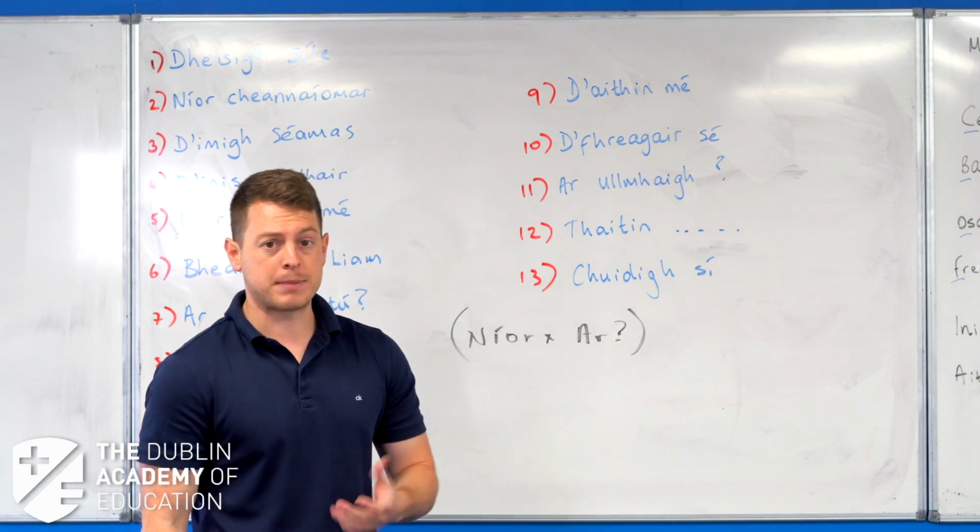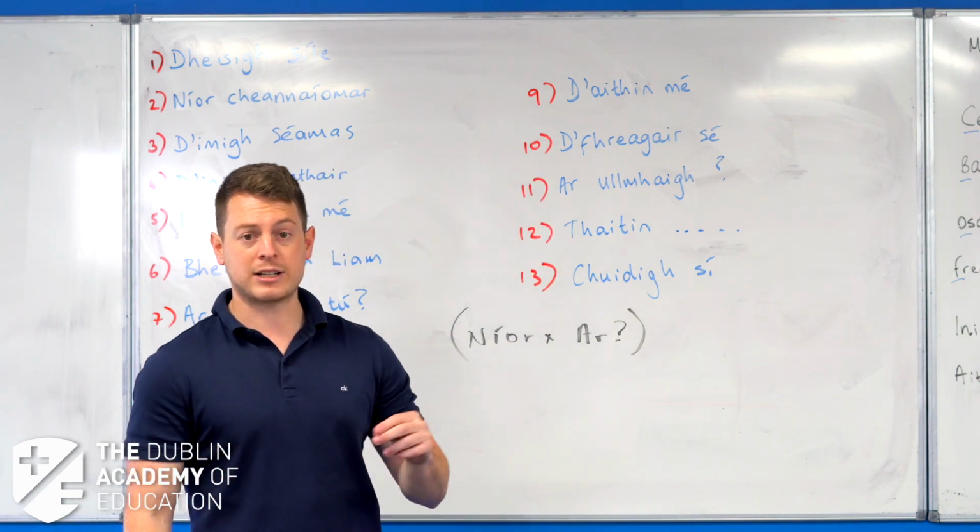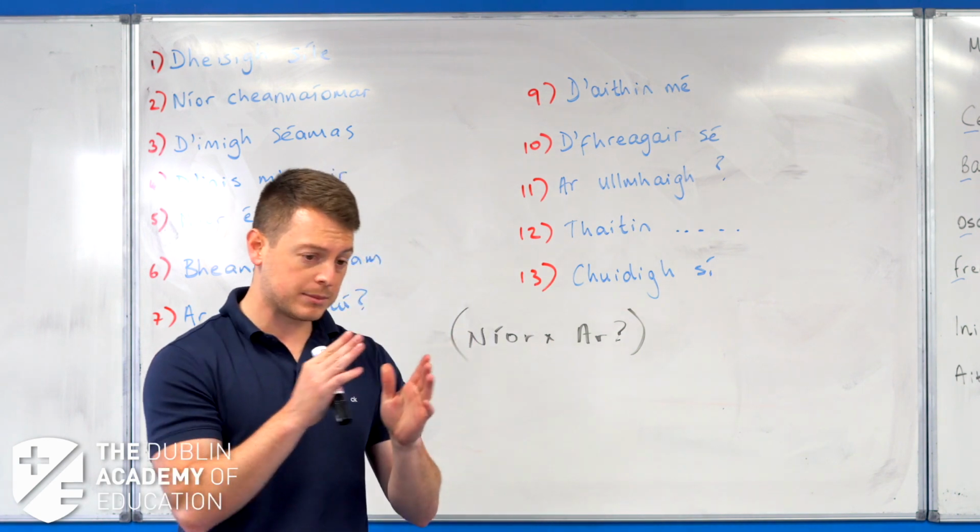That was an Aimsir Chaite, back to basics, the first one. The next tense I'm going to look at is an Aimsir Láithreach. Same again, 1 syllable and then 2 syllables.